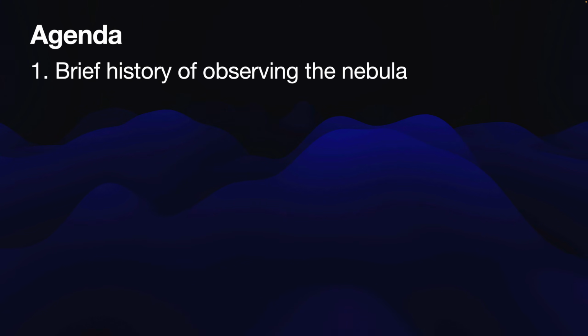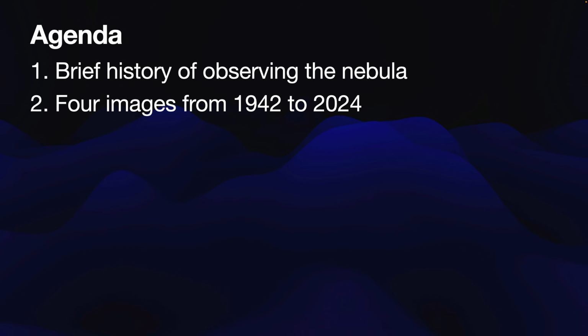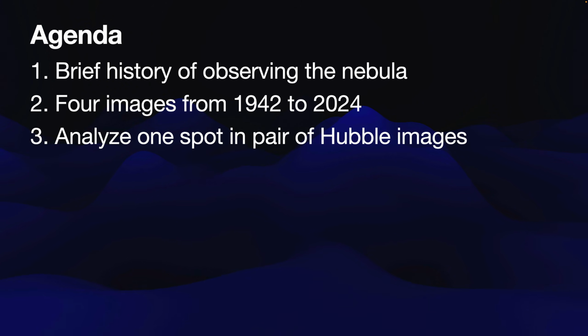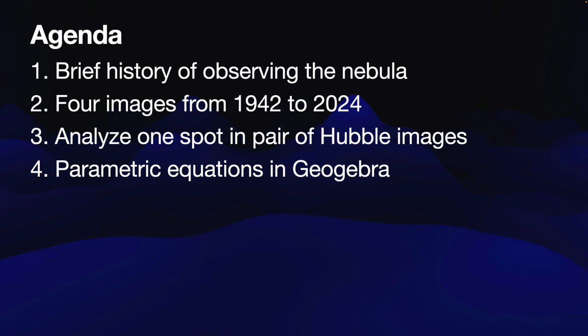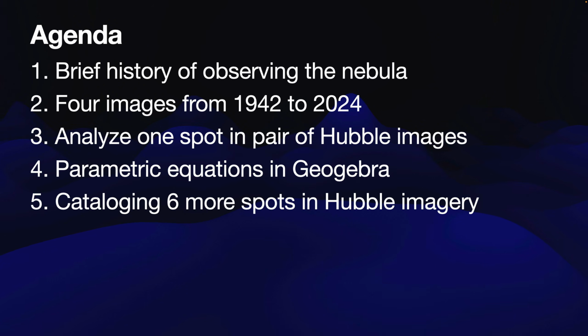So our agenda. First off, we'll take a look at the history of observing the Crab Nebula. Then we'll take a 4-image sequence so you can see the expansion of the nebula over time. Then we'll do a deep dive onto one spot on a pair of Hubble images. Those are the 1999 and the 2024 images. And using our analysis, we'll make some parametric equations and stick them in Geogebra.